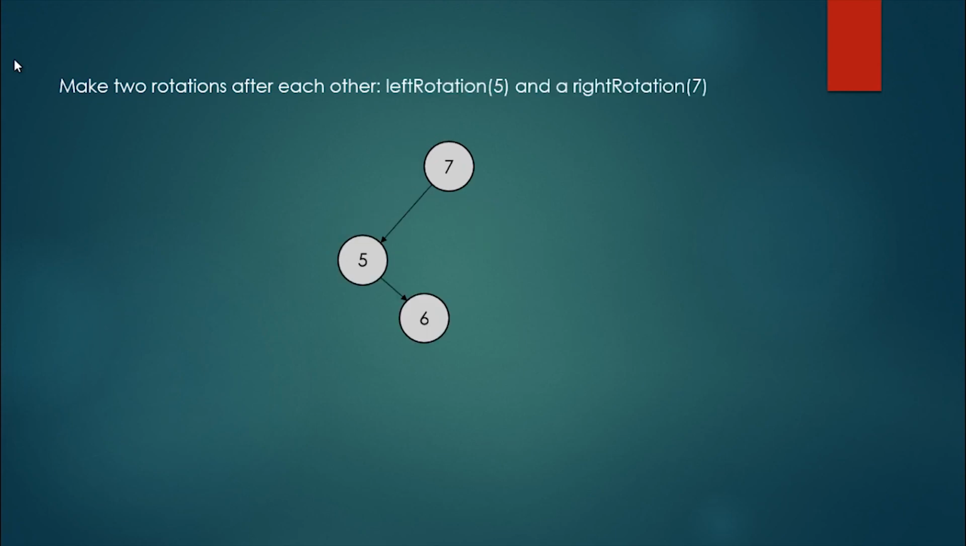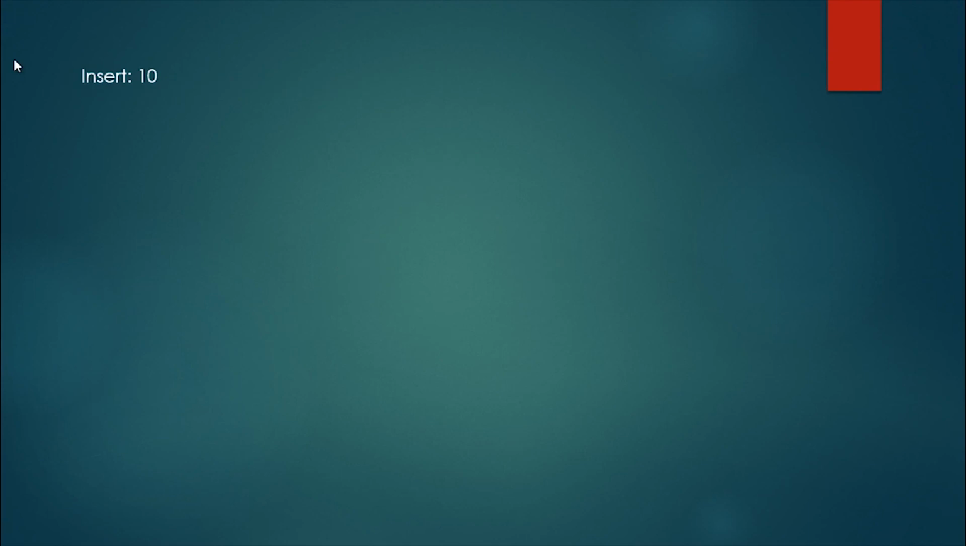Okay, we have the opposite. We have a left heavy followed by a right heavy situation. Then we have to make a left rotation on the node 5 and right rotation on 7, and it's going to solve our problem.